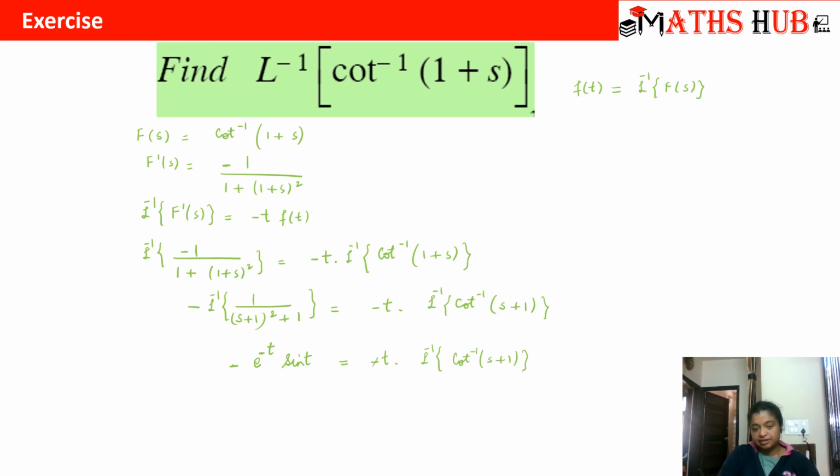So the minus sign gets cancelled from both sides. So what is Laplace inverse of cot inverse of 1 plus s or s plus 1? t gets divided and we get e to the power minus t sine t divided by t, right? So this becomes my final answer. So I hope this is clear. Okay.